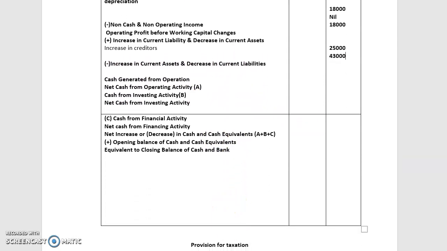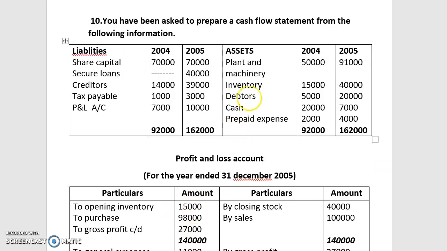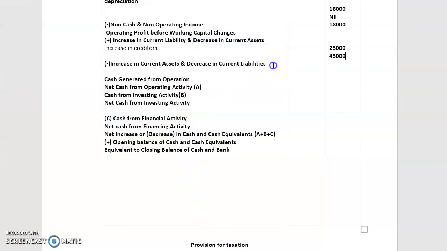There are three. Just see, I'll explain. Now when it comes to inventory, the amount is increased, 15,000, 40,000. So the difference amount you have to take, that is 25,000. Debtors 5,000, 20,000, difference amount is 15,000, and prepaid expenses 2,000, 4,000. Difference amount will be 2,000. So all these amounts are increased, no?